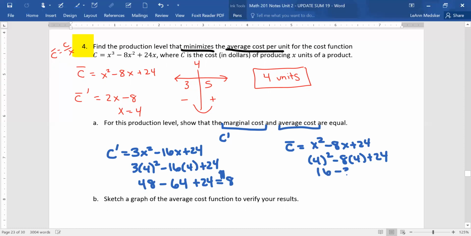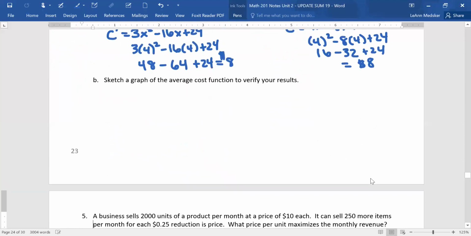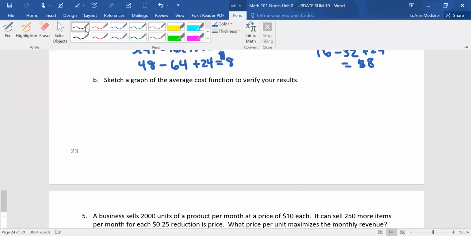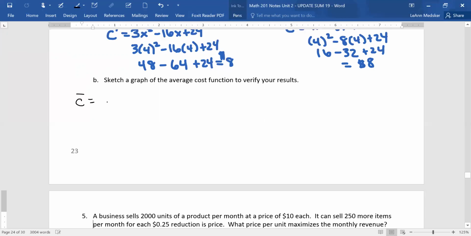This is 16 minus 32 plus 24, which does equal 8. And then this last part says, sketch a graph of the average cost function to verify our results. Okay, so our average cost function, let's write it down again. It's that parabola we got when we divided the whole cost function by x. That was x squared minus 8x plus 24.